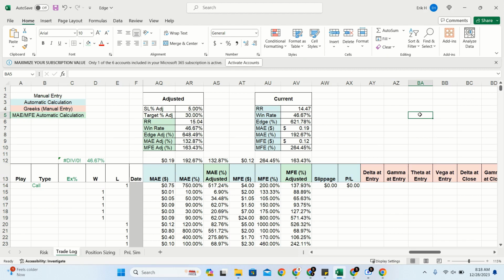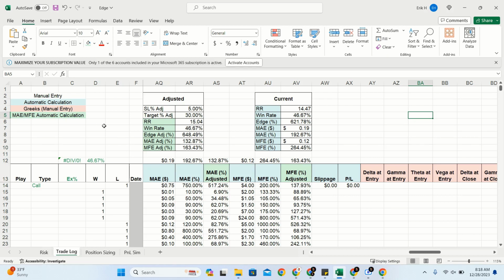So real quick, I have a legend over here on the left. The white cells are things you need to enter in manually. The titles that have a blue cell color, these columns will update automatically. This pinkish color is for your Greeks, and the green cells are updated automatically based off of this adjusted stop loss and your profit target.